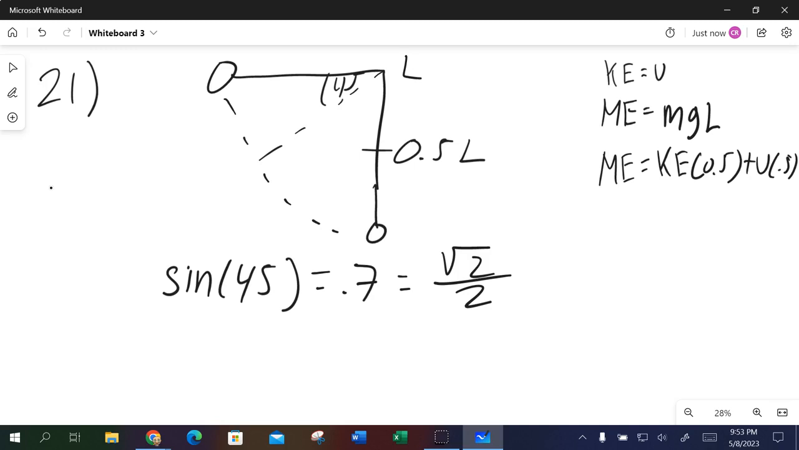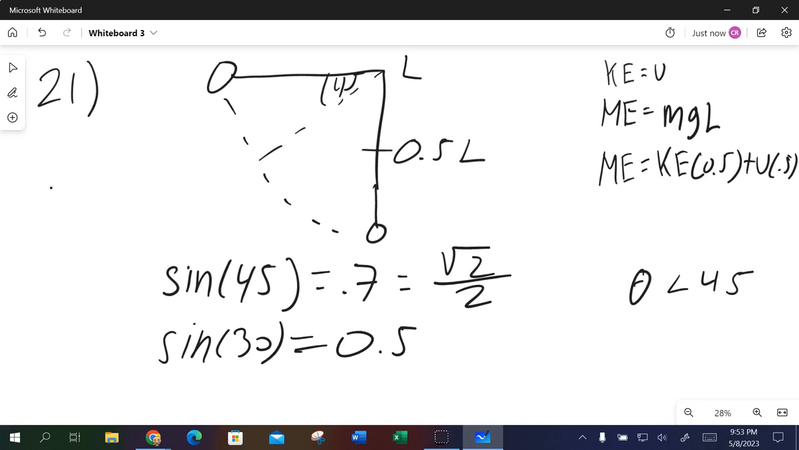So it can't be 0.7. And since it's greater than 0.5, I'm going to go to sine of 30. You just have to know your unit circle. Sine is just going to be the y values. Sine of 30, if we put this in a calculator, gives us 0.5. So we know that theta has to be less than 45 degrees for the potential energy and the kinetic energy to be equal. So this angle has to equal 30 for it to be at 0.5 L. 45 degrees is actually going to be around right here. So our answer is going to be C, less than 45 degrees.